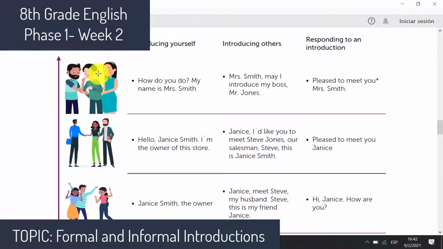Entonces, pregunta, how do you do? My name is Mrs. Smith. ¿Cómo están? Mi nombre es la señora Smith. Mrs. Smith, ¿le puedo presentar a mi jefe, el señor Jones? Y aquí dice, mucho gusto en conocerlos. Perdón, mucho gusto en conocerla, señora Smith, dice el jefe Jones, ¿ok? Dice, fíjense, el vocabulary is very sophisticated, ¿ok? It's very respectful, ¿ok? Because it is a formal conversation, ¿ok? Entonces, te presentas, my name is, presentas a otros, may I introduce, ¿ok? Y cuando ya te presentan con alguien, mucho gusto, pleased to meet you.